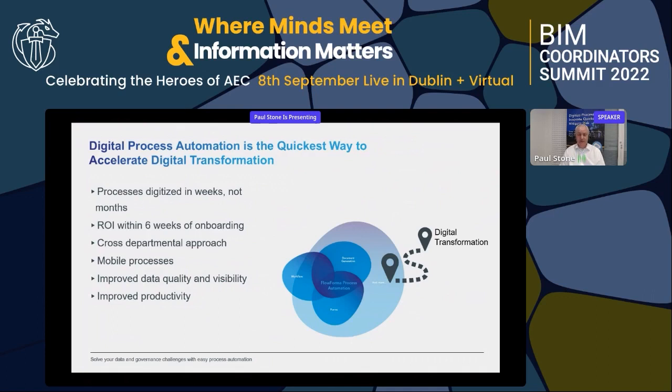So you can start very small by digitizing a few of your processes in your organization and then gradually increasing that over time to have more wide-scale adoption. So processes can be digitized in weeks rather than maybe months. And typically people see an ROI within six weeks of embarking on their digital process automation project.